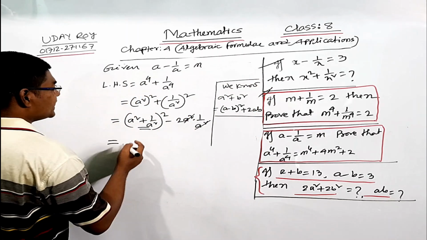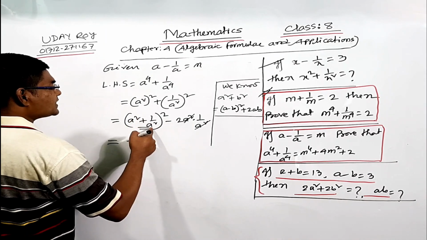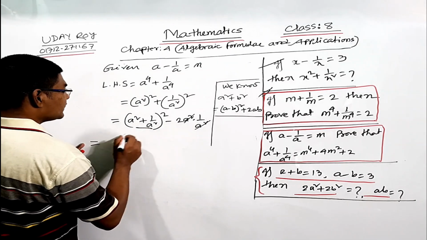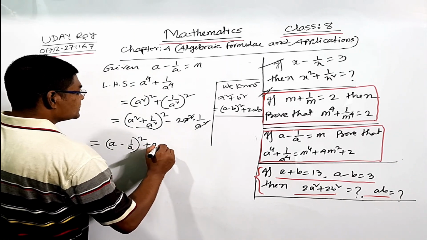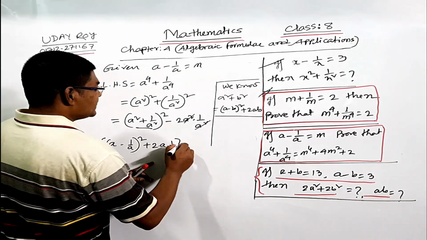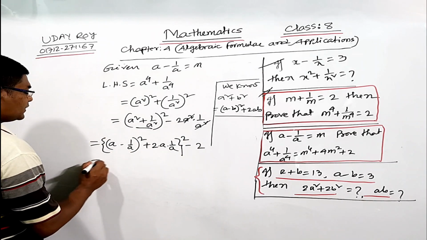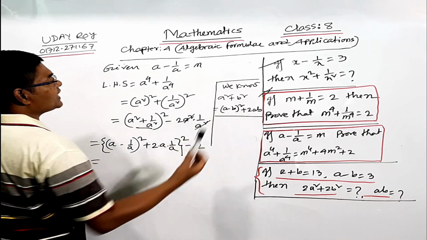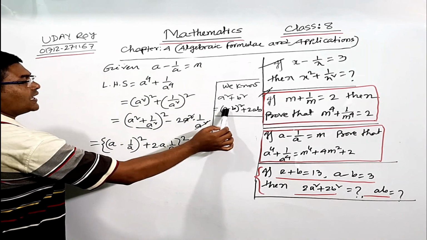We know a square plus b square. Here a square means (a − 1/a) whole square, and this is b. So be careful. You can see (a − 1/a) whole square plus twice ab. This bracket is a bracket, this minus is a minus, and here is 2. So now you can see a square plus b square equals (a − b) whole square plus twice ab, because here is minus, here is minus. This is the given part.